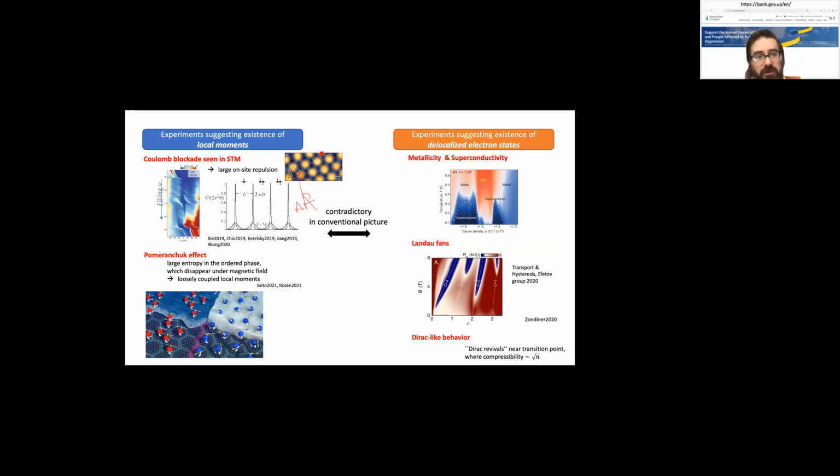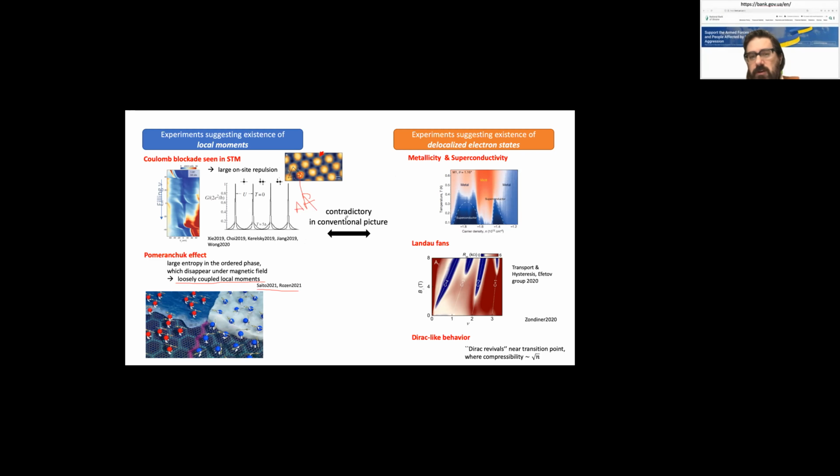And then there are Pomeranchuk effect experiments, large entropy in the ordered phase, which appears under a magnetic field, which basically suggests the existence of loosely coupled local moments, and these are the references. But of course, there are also many experiments which suggest the existence of metallicity and superconductivity, or Landau fans, etc. So these suggest the existence of delocalized electrons.